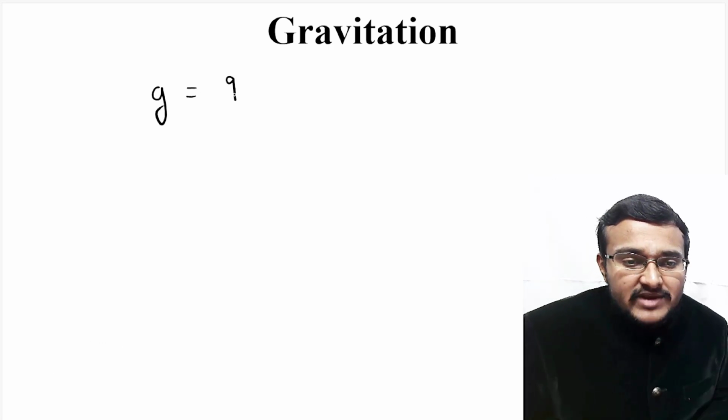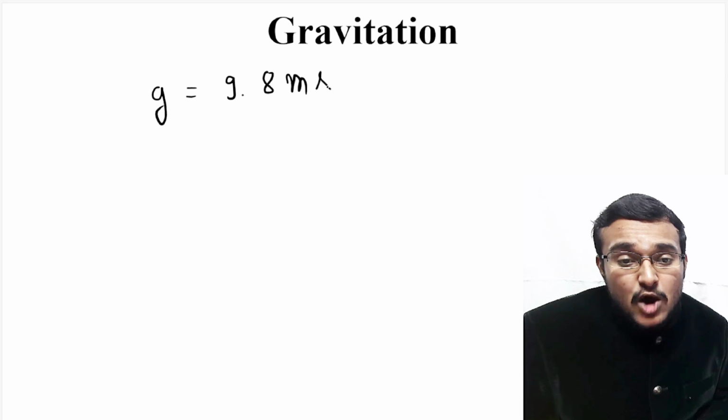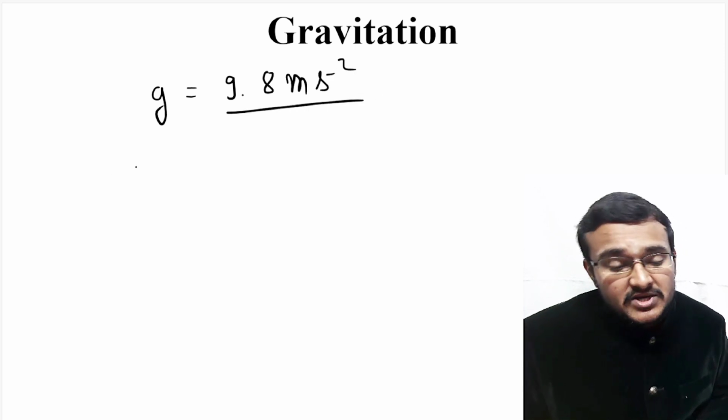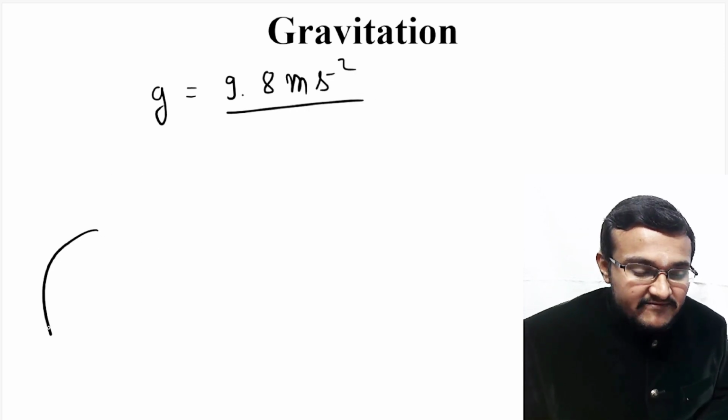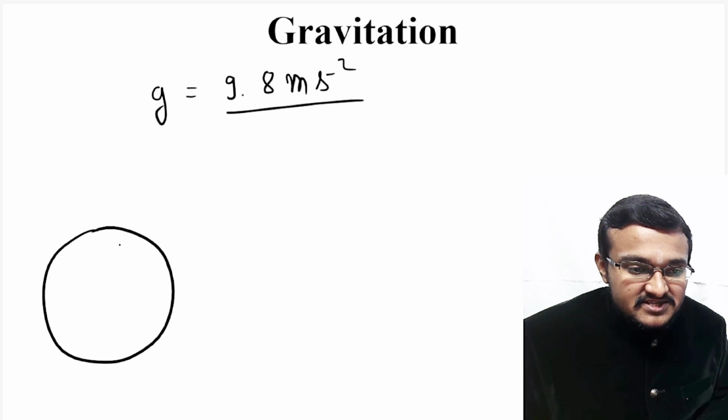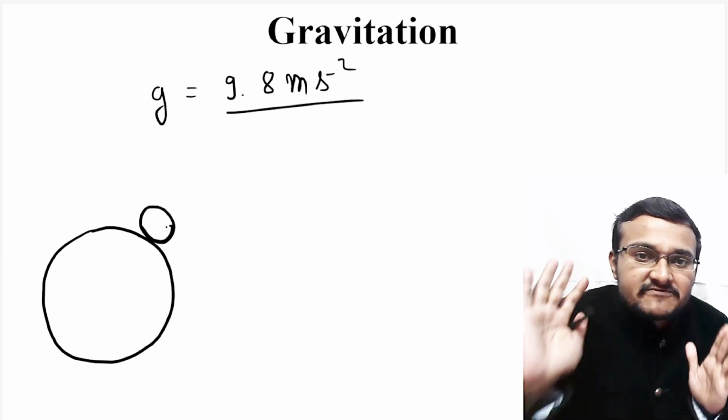Now we have this value 9.8 meter per second square. How did we get this particular value? In order to calculate that, we can just consider an earth, and we will consider one particular object which is just lying on the surface of Earth.